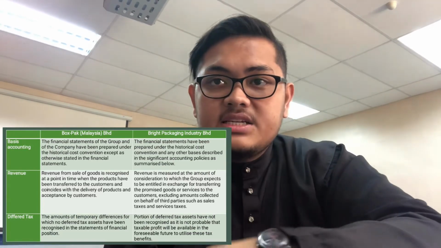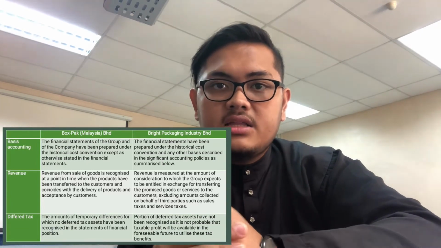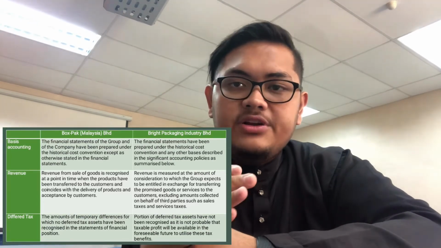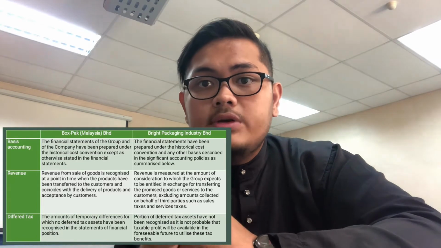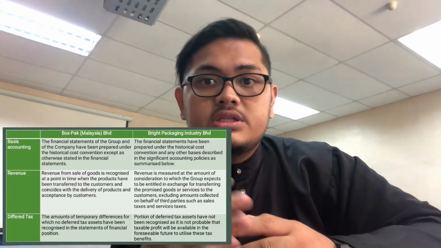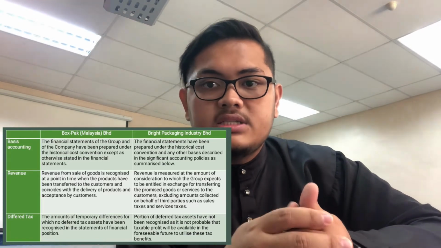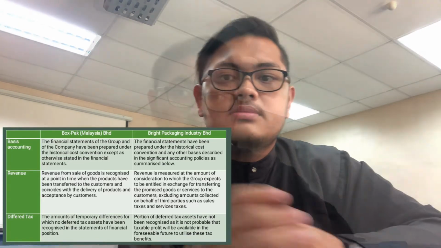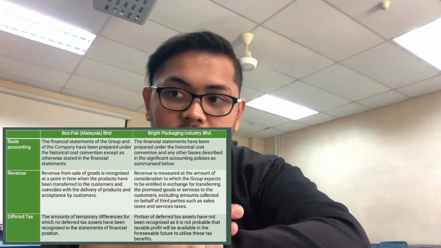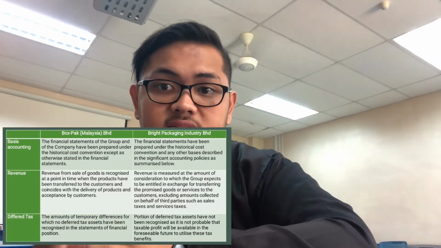Next, for Bright Packaging Industry Berhad, the financial statements have been prepared under the historical cost convention and any other basis described in the significant accounting policies as summarized below. Revenue is measured at the amount of consideration to which the group expects to be entitled in exchange for transferring the promised goods or services to the customers, excluding amounts collected on behalf of third parties such as sales tax and service tax. A portion of deferred tax assets has not been recognized as it is not probable that taxable profit will be available in the foreseeable future to utilize these tax benefits.